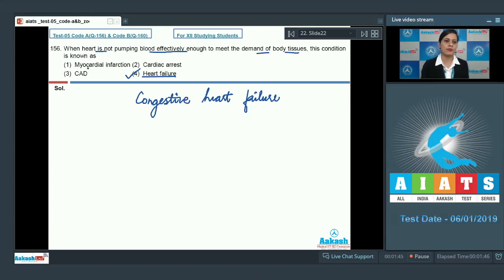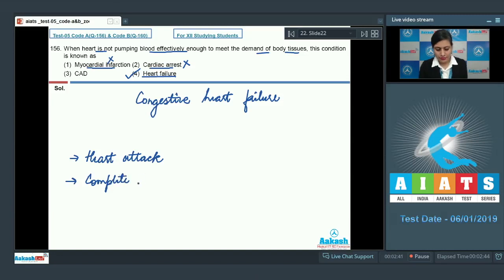The very first option given is myocardial infarction, and this is an incorrect option because myocardial infarction, which is commonly known as heart attack, occurs when the heart muscles are suddenly damaged by an inadequate blood supply. So this is an incorrect option. The next option given is cardiac arrest, and this is an incorrect option because cardiac arrest means complete stoppage of heartbeat.